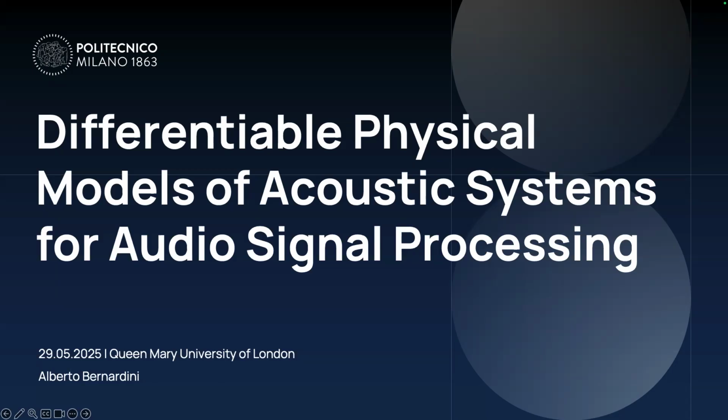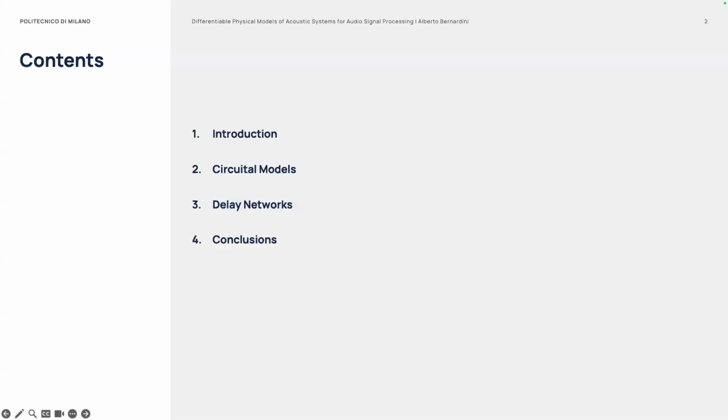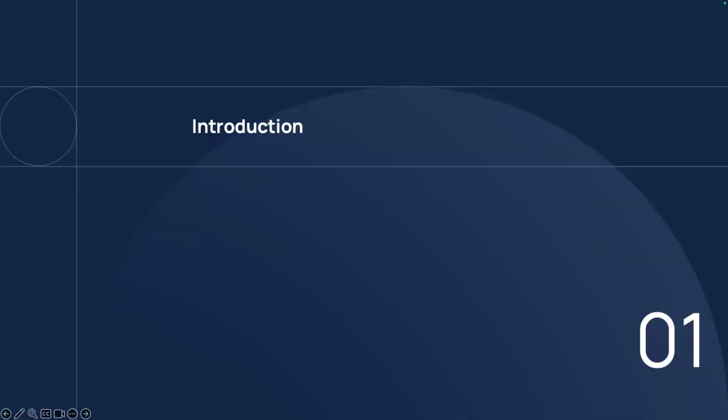I'm very happy to be here today and to present some of the research of our lab in Politecnico di Milano. I'm an assistant professor at the Image and Sound Processing Lab at Politecnico di Milano. And the topic of today will be differentiable physical models of acoustic systems. So what we mean by acoustic systems, I will try to explain it in the introduction, and then I will go over some models concerning circuit models, then some delay networks, especially for artificial reverberation, and finally some conclusions.